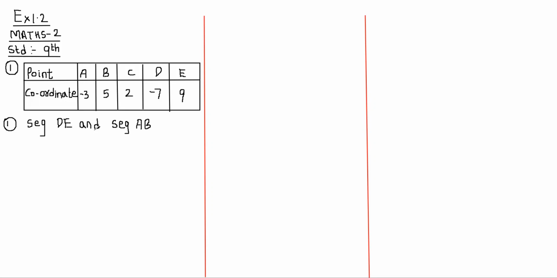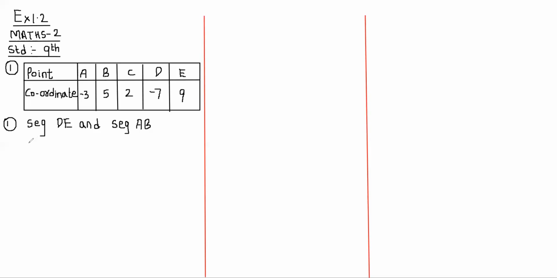So here we have points A, B, C, D, E. The point A has the coordinate -3, B is 5, C is 2, D is -7 and E is 9. Now the first question they are asking is whether segment DE is equal to segment AB or not. So let us find the distance, students, as we have studied in the first exercise.